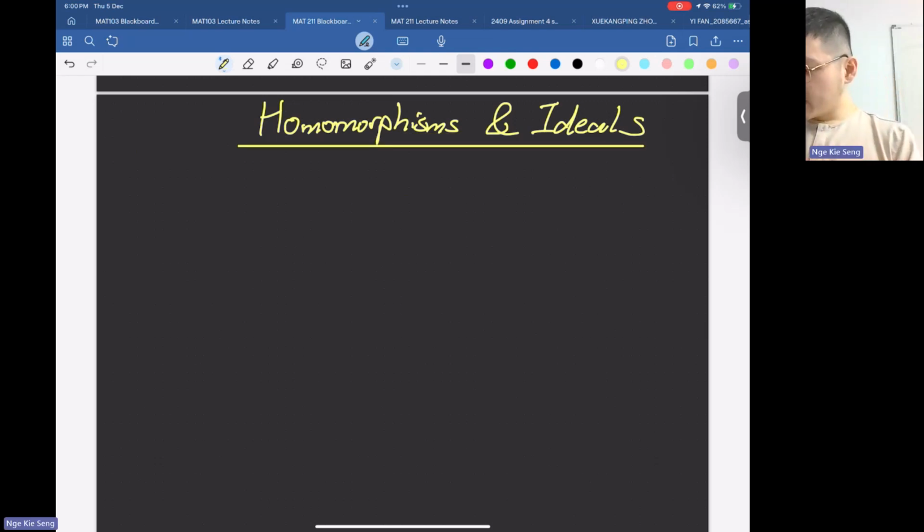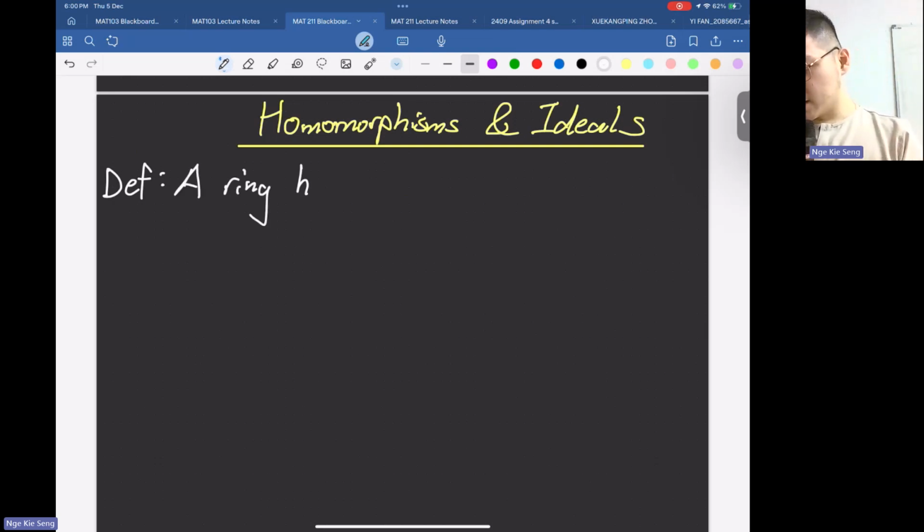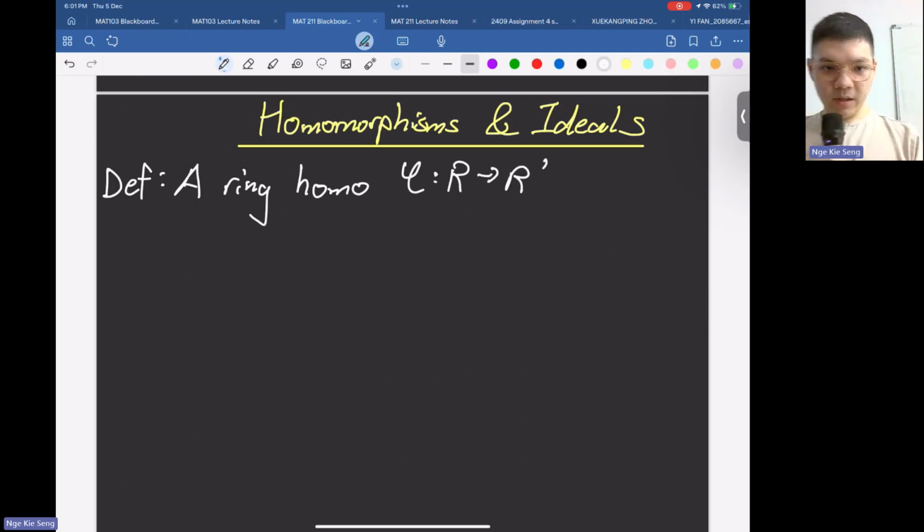Okay, so like a group, I start, right? So in group, we have a map between groups, right? In ring is the same. We also have a map between rings, which we call the ring homomorphism, from R to R.